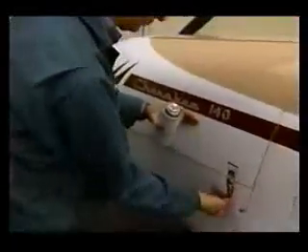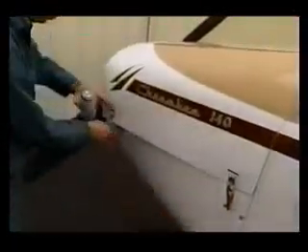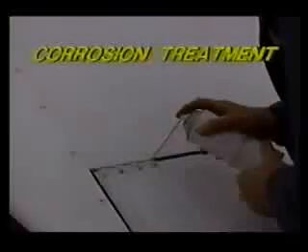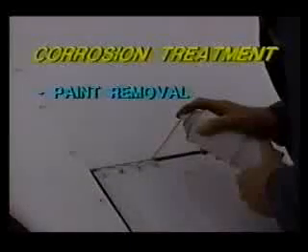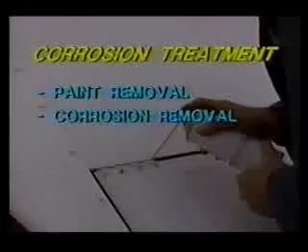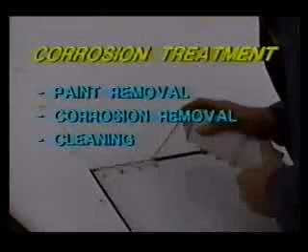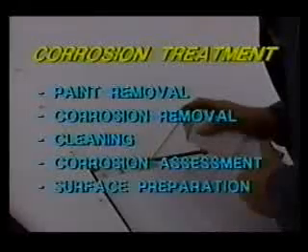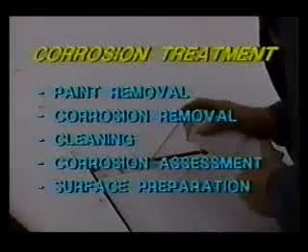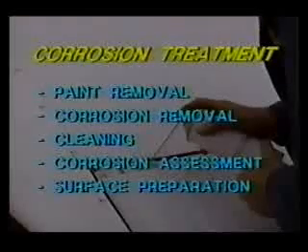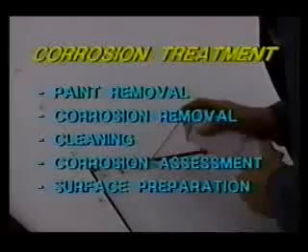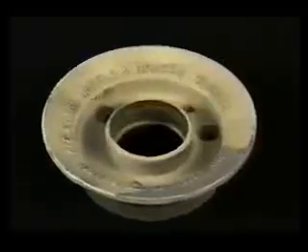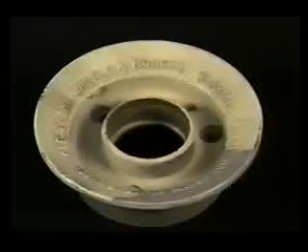A major portion of your aircraft maintenance and inspection program involves the treatment of corrosion and corroded components. This part of our program will cover paint stripping, standard methods of corrosion removal, cleaning prior to inspection, corrosion assessment, and surface preparation. We will go over each step of the described corrosion treatment on steel and aluminum components. If you find traces of corrosion on a painted surface, you first have to remove all the paint in and around the corroded area to get to the corrosion.